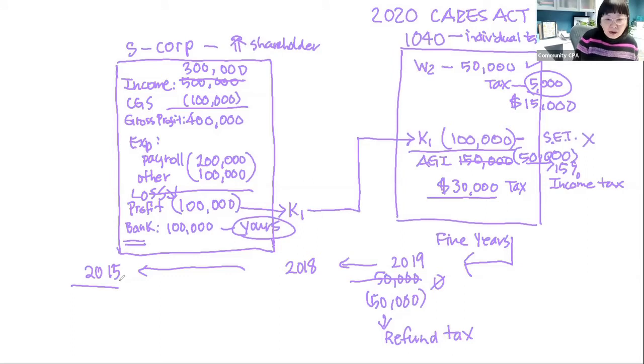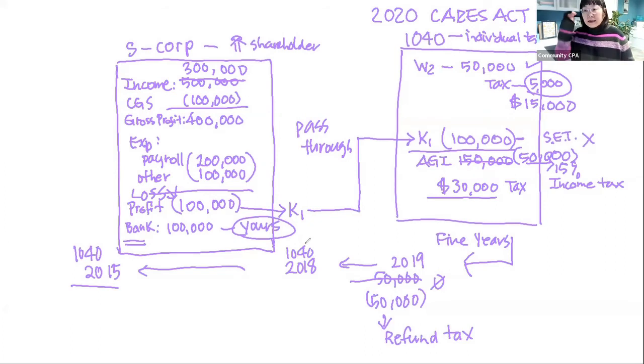This is the power of pass-through. This is your pass-through entity. Okay, so your S-corp can actually pass on loss, and you can get a refund back from your prior year. I am talking about 1040. You're looking at your 1040 prior year. You paid taxes, I'm sure you did. So you will get that refund back.